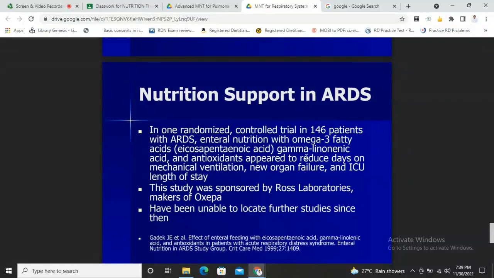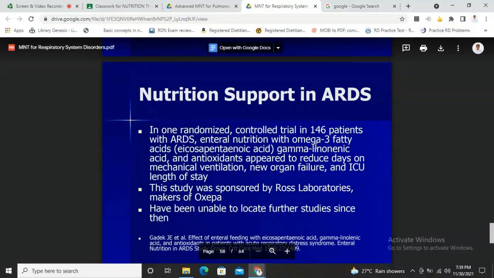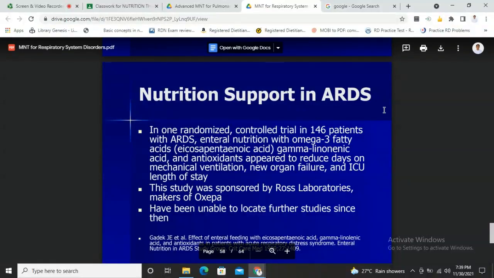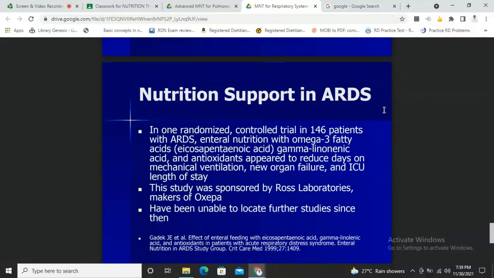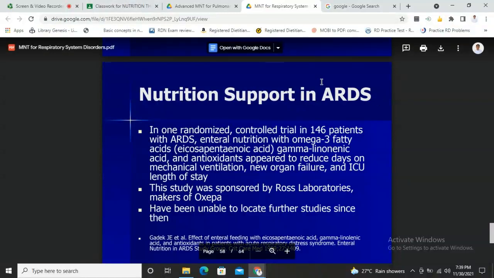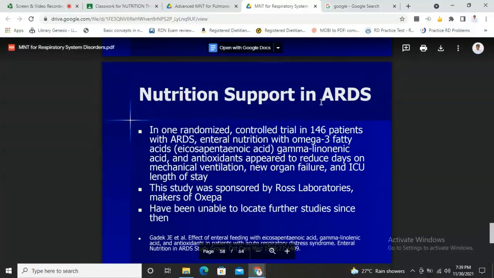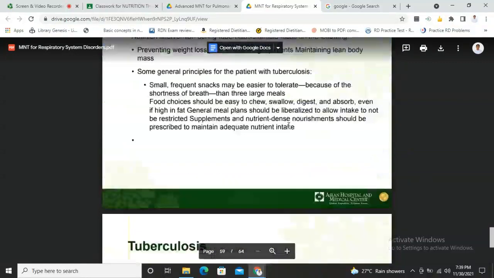The use of omega-3 fats, which you know is an anti-inflammatory fat, because ARDS is hyperinflammation. So, the supplementation of these anti-inflammatory nutrients as well as antioxidant nutrients have shown improvement in the management of ARDS.